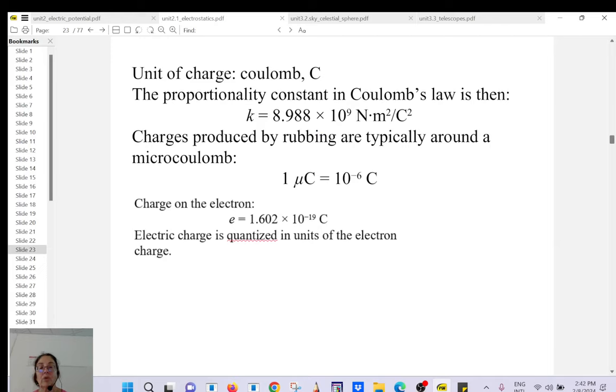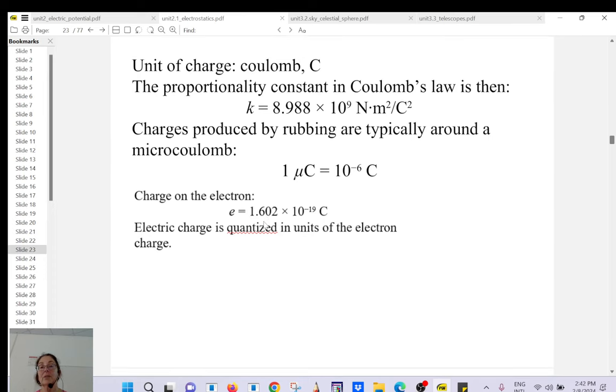Unit of charge is the Coulomb. You already know that. The electric constant here is 9 times 10 to the 9. Usually, charges will be in microcoulomb or nanocoulomb. So micro is 10 to the negative 6. Nano is 10 to the negative 9. It's in your equation sheet. That will be the charge on an electron or a proton. Okay, it's the same charge.